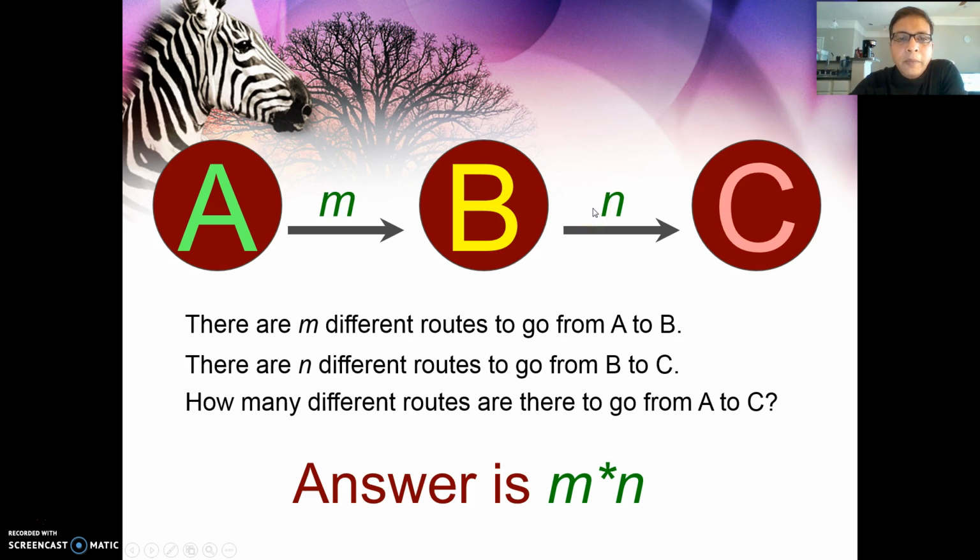So this is the basic step of combinatorics, the art of counting. Without enumerating the complete set of routes, we are just counting the total, which is m multiplied by n, as the number of routes to go from A to C.